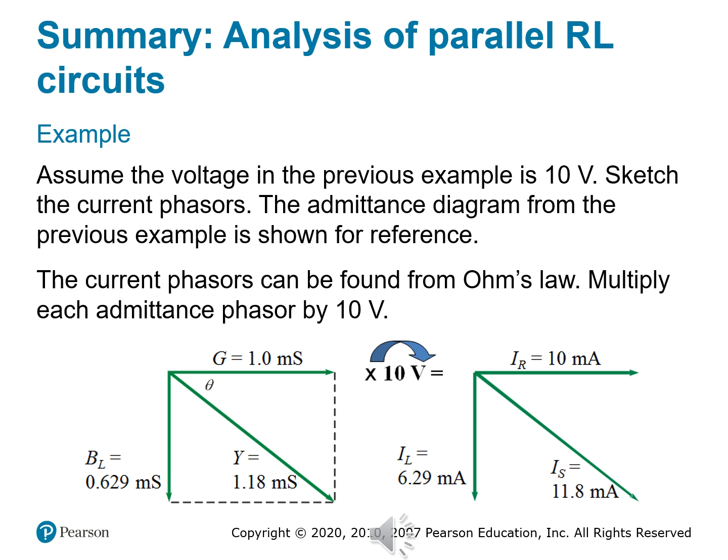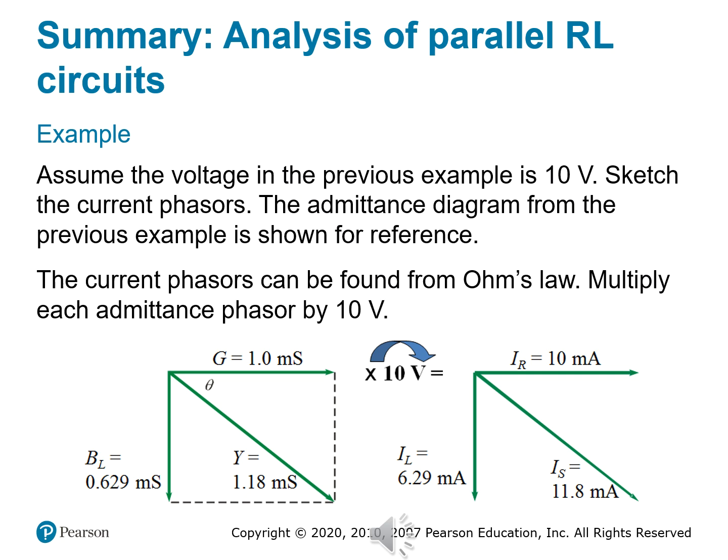And so let's do the resistor branch. I sub R is equal to V times G, which is 10 volts times 1.0 millisiemens. And that's going to give us 10 milliamps. The inductor branch, I sub L, is equal to V times B sub L, which is 10 volts times 0.629 millisiemens. Again, that gives us 6.29 milliamps. And then the total current, I sub S, is going to be equal to V times Y, which is 10 volts times 1.18 millisiemens, and we end up with 11.8 milliamps.